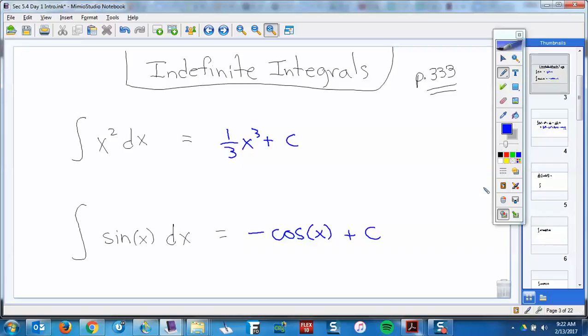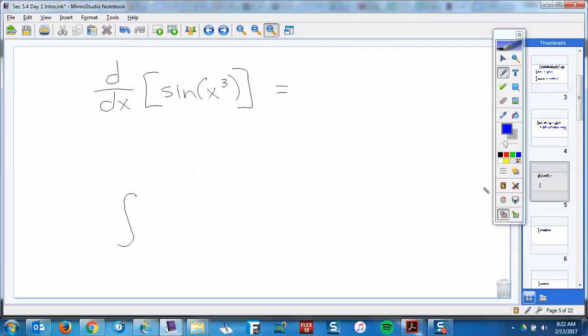Now, you notice here I said page 333. Page 333 has a list of antiderivatives we just have to memorize. One of them's like 1 over x and so forth. But we'll get into all that and be studying that a lot more later on. Here's the one I really want to talk to you about right here in the last 8 minutes that we have. What would be the derivative of sine of x cubed?